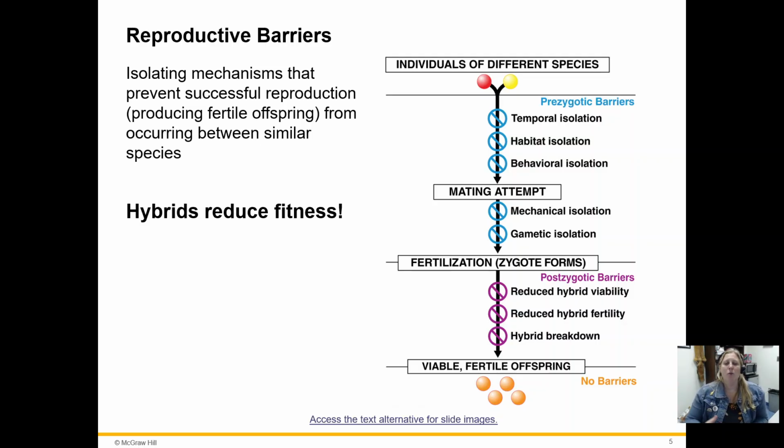But those offspring now only inherit half the alleles from the red wolf. So they're only half red wolf. And if they don't have a choice to mate with a red wolf and they end up mating with a coyote, now their babies are only 25% red wolf, and so on and so forth. And it can result in genetic extinction of that species.